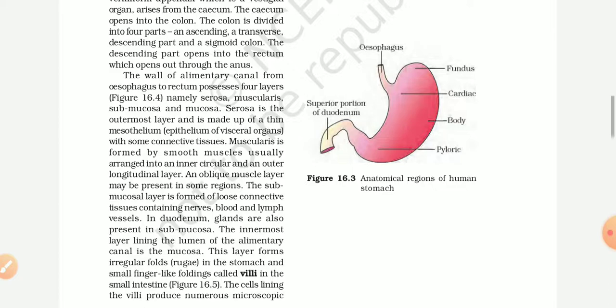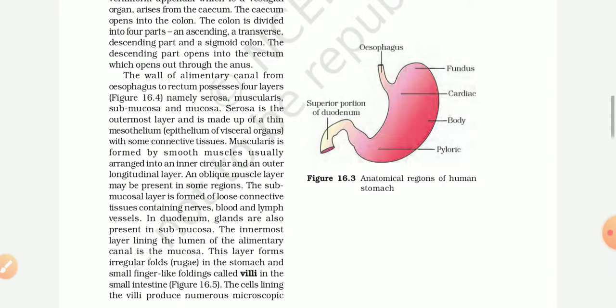Muscularis is formed by smooth muscles usually arranged into an inner circular and an outer longitudinal layer. So the second layer is called muscularis. An oblique muscle layer may be present in some regions, and this muscle layer is responsible for creating motion that churns and physically breaks down the food.